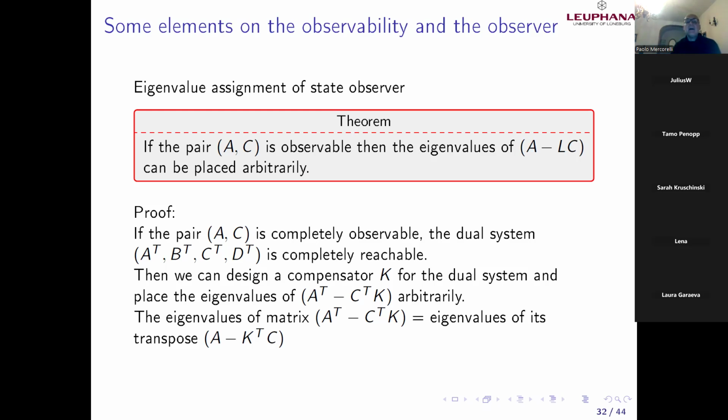Of course, again, if I can place arbitrarily the eigenvalues of A minus LC, we say that the system is observable. It works also in the other direction. Now the proof, as I told you last time, is a little bit complicated in the bachelor, and it's more complicated also for students from different backgrounds. Therefore, I will tell you about the proof with MATLAB.